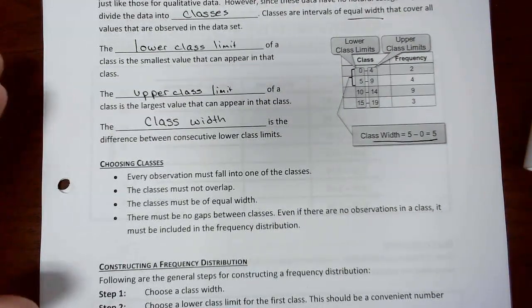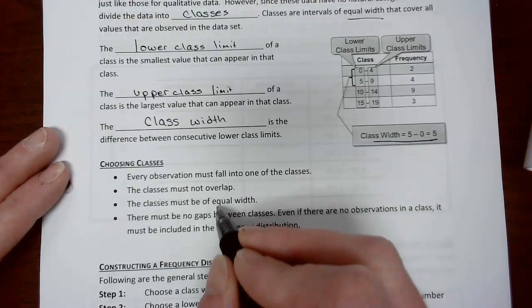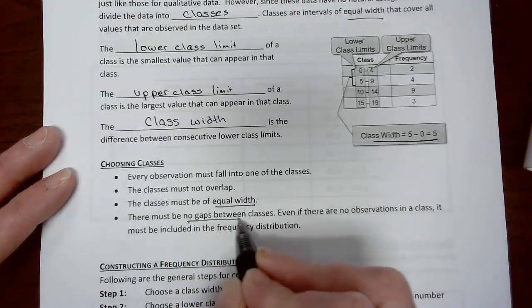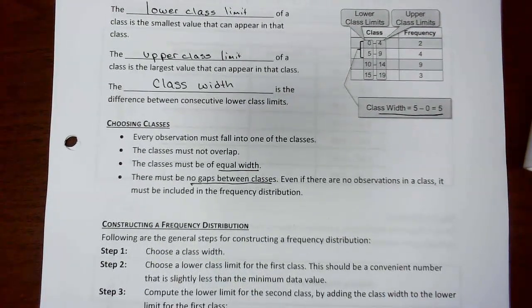Now every observation must fall into one of those classes. The classes can't overlap. They have to be the same width. And there's no gaps between classes. So when we had bar graphs on the graph, we had gaps. But we don't want any gaps between the classes.